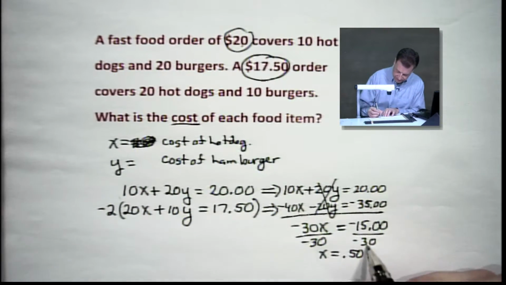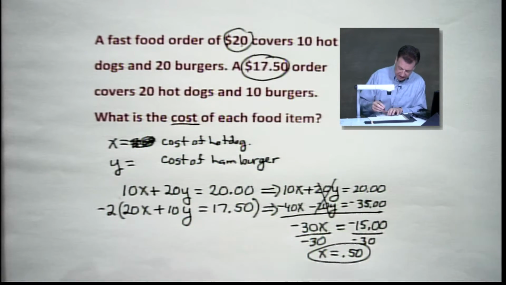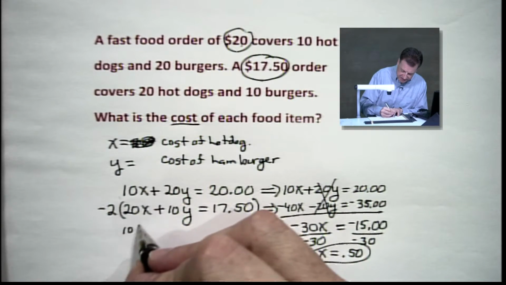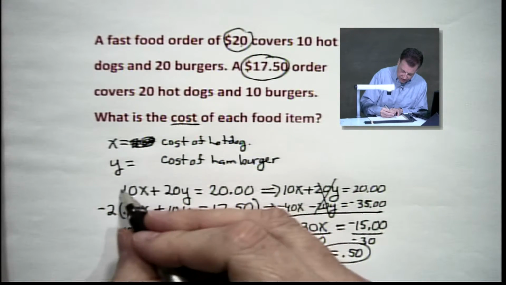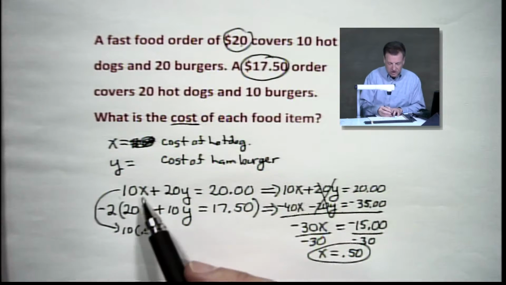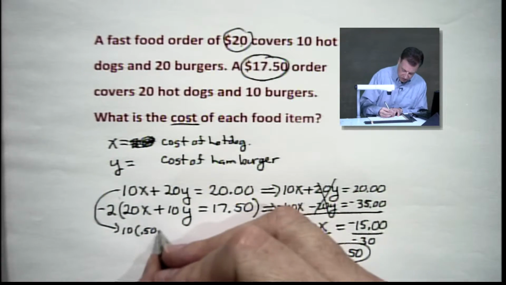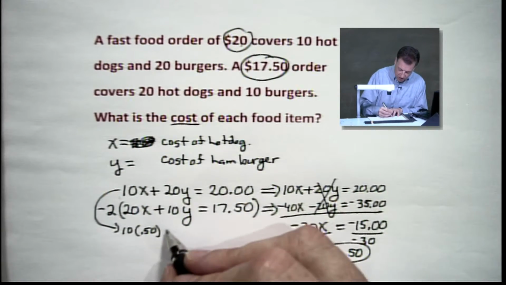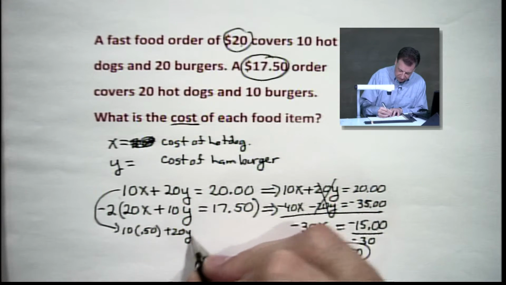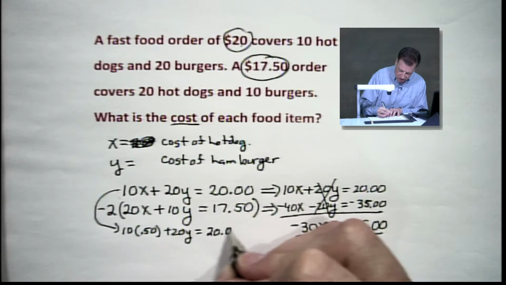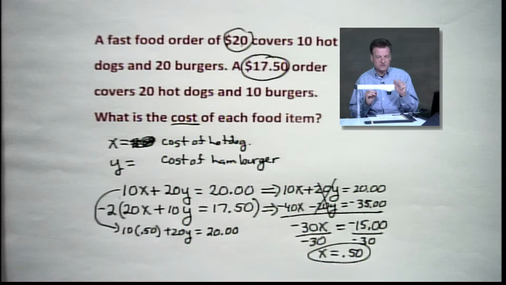So there's 50 cents. So here's where things get a little interesting. Let's go back and take that 10 times 50. We're going to take this, bring it right down here, and we're going to substitute what we know, which is 50 cents. And we're going to add 20y to that. And hopefully we have a $20 cost. That's how we're going to figure out what's going on, okay?